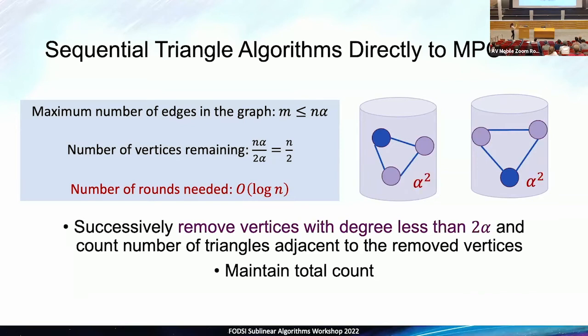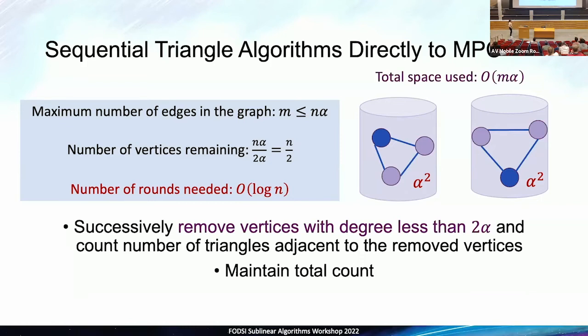Now, the amount of space per machine that you need is alpha squared because you're taking a node and its one hop neighborhood and you're putting it into the machine. So O of alpha squared is the maximum number of triangles that this particular node will be incident to. And finally, the total space is O of M alpha.